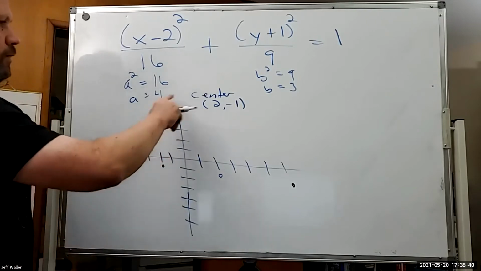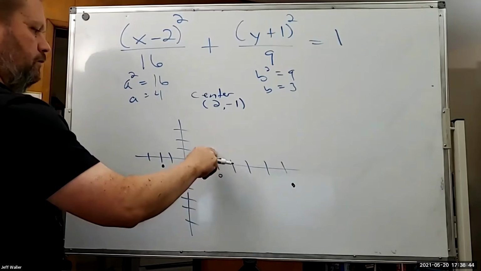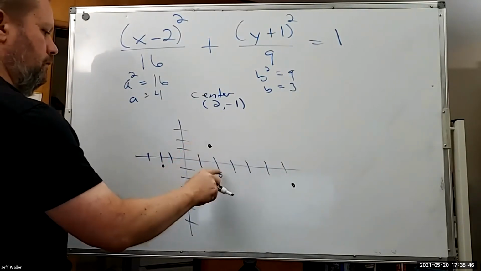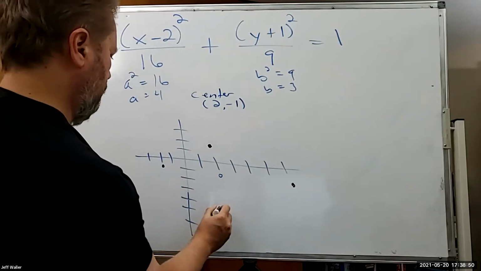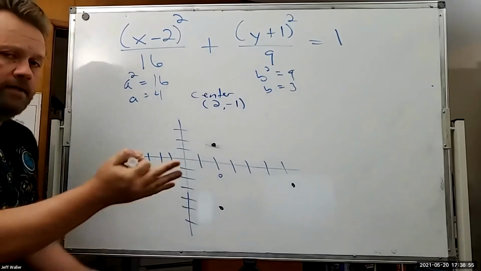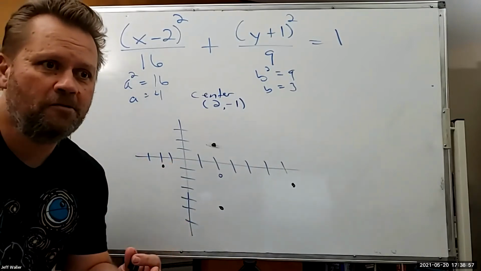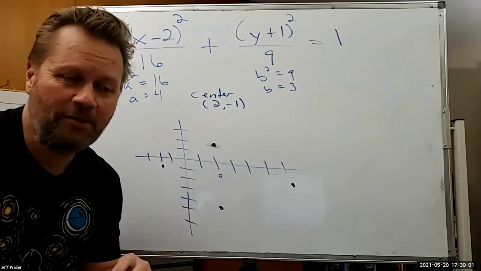And then you have to go 3 up and down from the center. 1, 2, 3. I don't know what that looks like to you. Probably wrong. Yes, I can see it already. It looks wrong to you. All right. Now you guys, come on. Right? Yes?